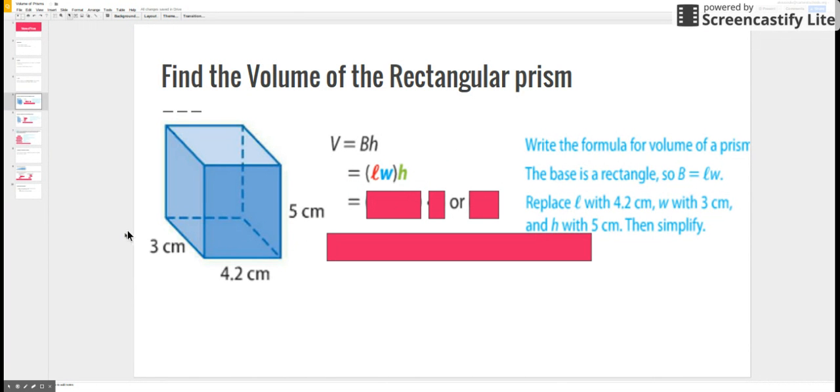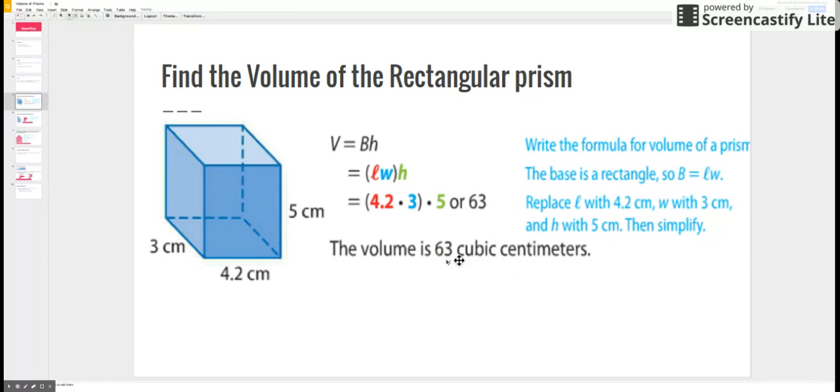So now we can actually solve. 3 times 4.2 times your height, which is 5. After you multiply, that ends up being 63. So in other words, the volume is 63 cubic centimeters. Inside this box, the volume is 63 cubic centimeters.